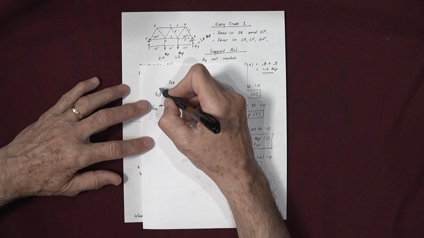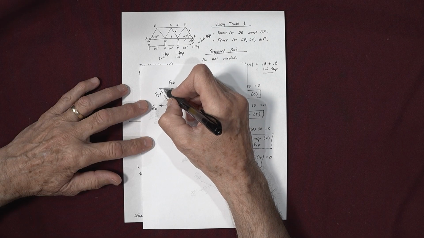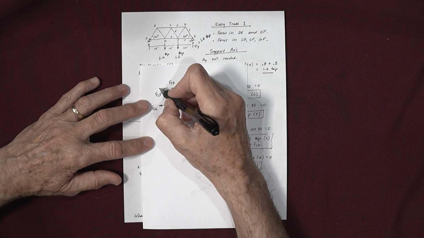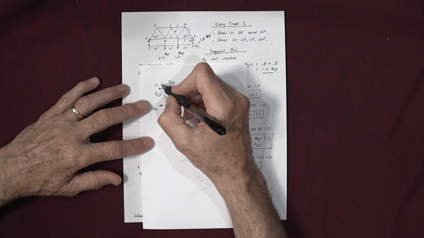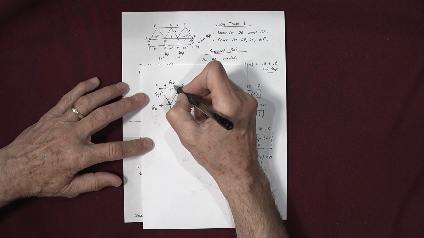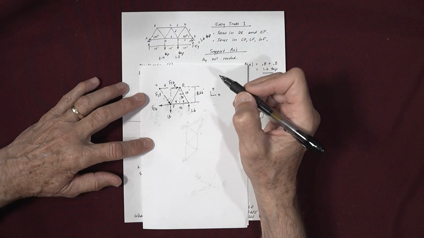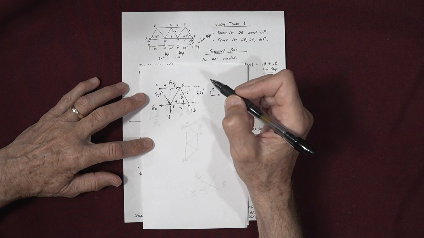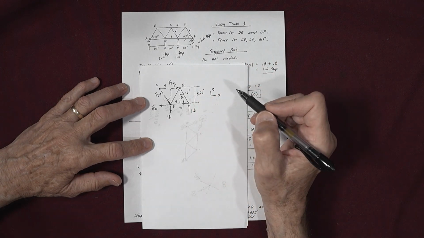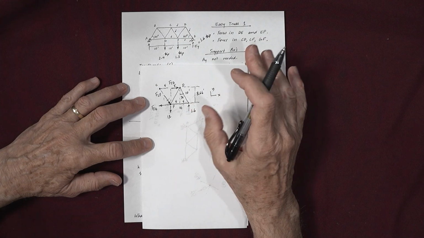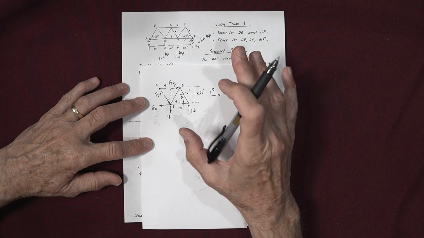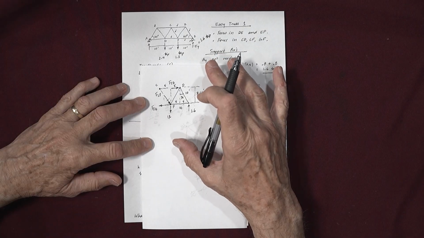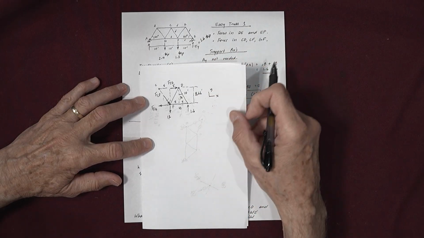And at some point, we're actually going to sum moments up here at C. And so this is 5, and this is 5. Okay, so those are some additional dimensions that you need. So take a few minutes, get your dimensions, make sure they're right, and don't hurry that. Be sure you get it right.